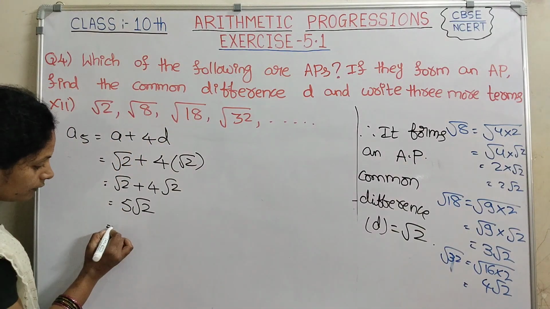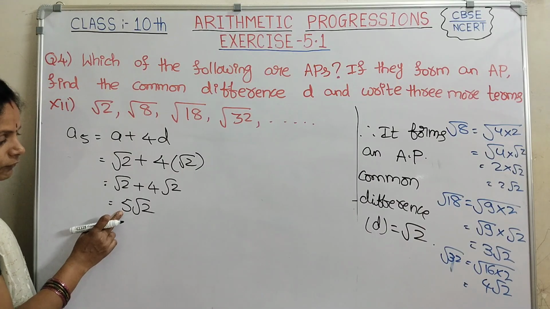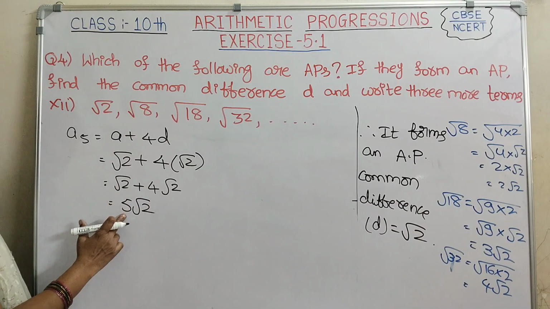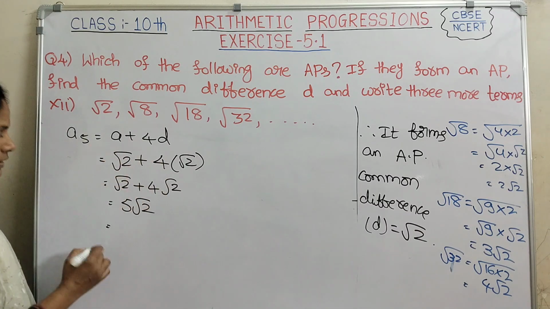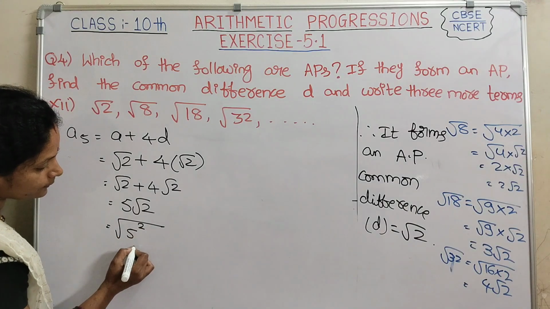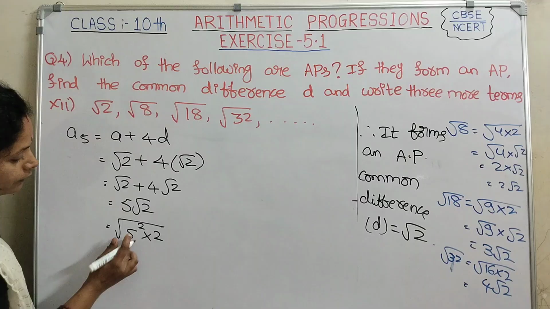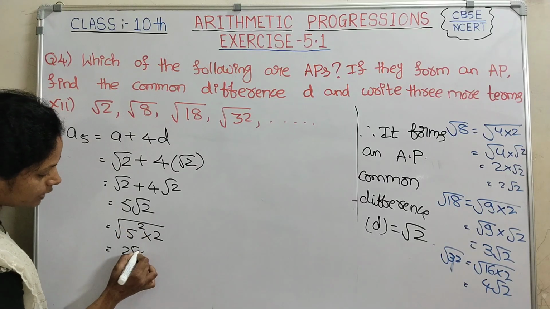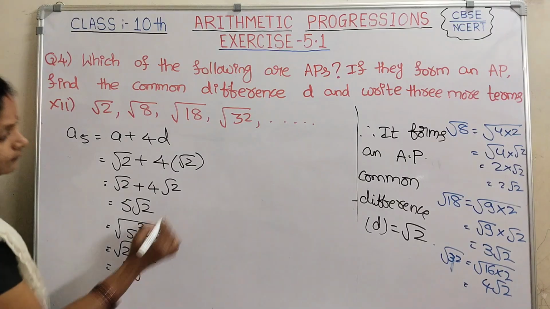Then, how can we convert them into the root 2? See here, this 5 is right now at the other side. If this 5 goes inside, it will become the square of it. Root of, we can write 5 square, that is into 2. 5 square is 25 into 2, which is the root of 50.